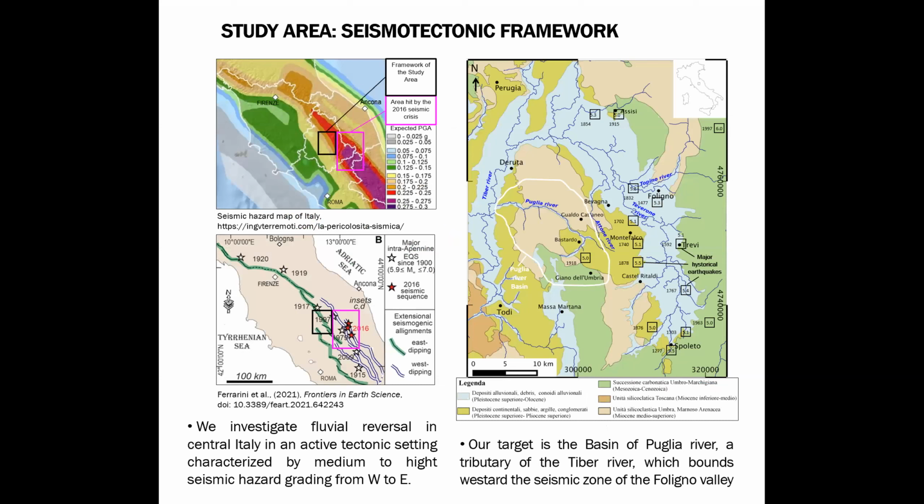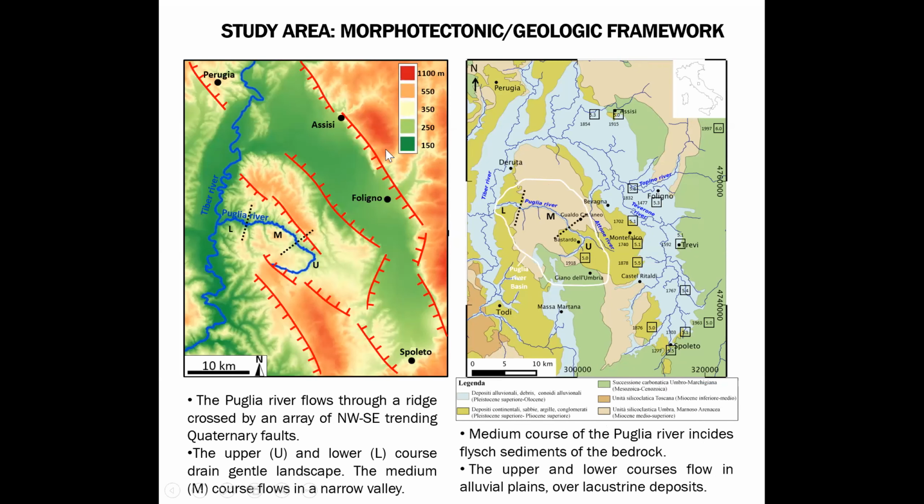We explore these topics in central Italy, along the basin of the Puglia River, a tributary of the Tiber River. The area is not far from Perugia and not far from the epicentral area of the central Italy earthquake of 5 years ago. The effects of quaternary faulting are clear in the study area, where the Puglia River flows through a ridge crossed by quaternary faults.